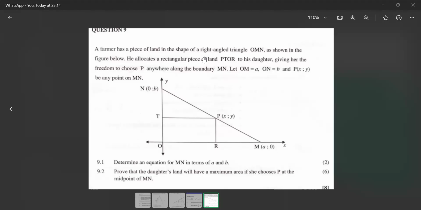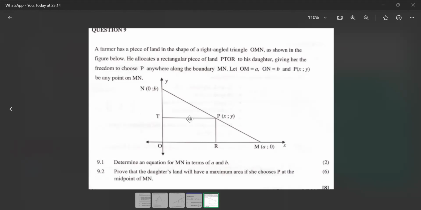Allow the length of OM to be A and the length of ON to be B. And also allow the point P to have the variable coordinates X and Y. Because remember, P can be any point that is lying on the straight line MN, which is the boundary. Now the first question says, please determine an equation for a straight line MN in terms of A and B.